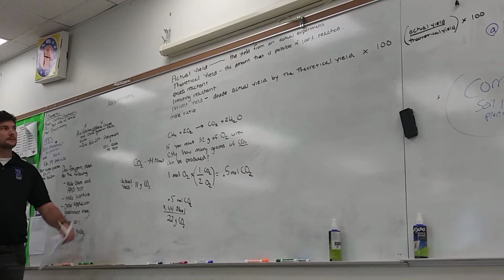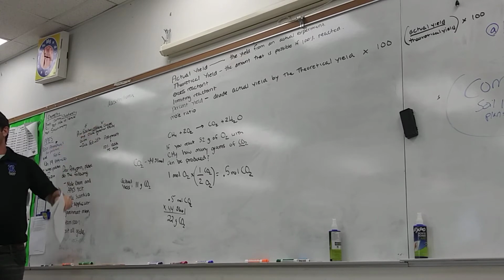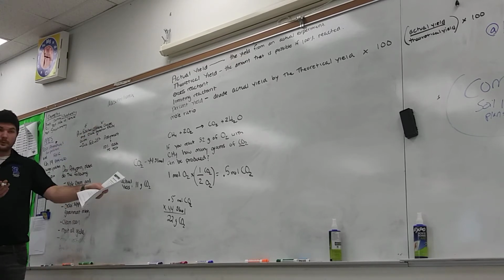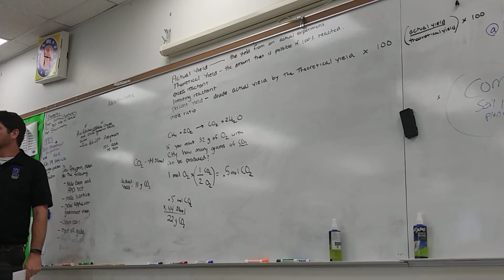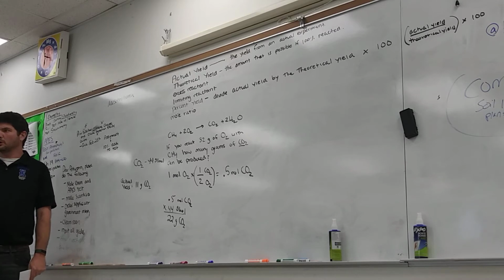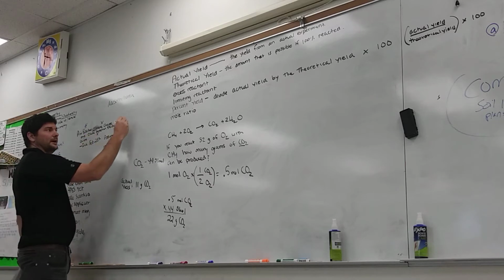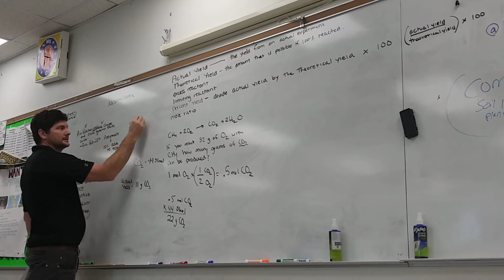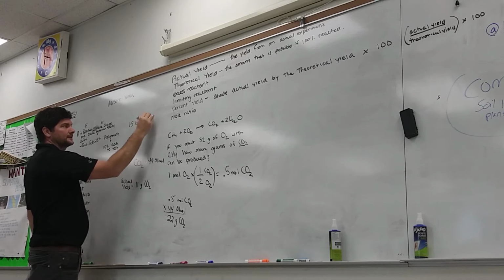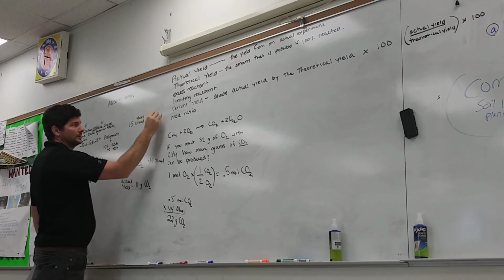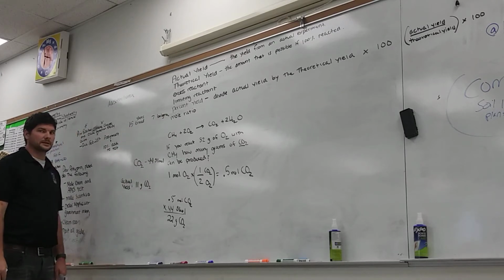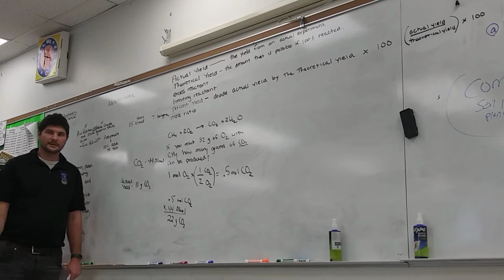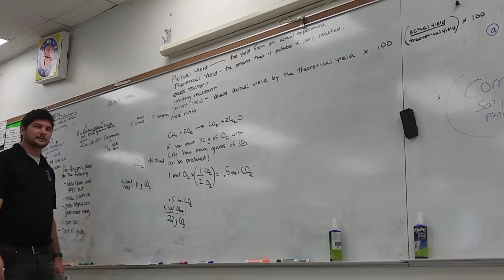Okay, so excess and limiting. These two are related, right? Which one determines the theoretical yield? The limiting reactant, the thing that runs out, right? So remember that one example that guy gave you about bologna sandwiches? You need 2 pieces of bread and 1 piece of bologna to make a bologna sandwich. If I have 15 slices of bread and I have 7 pieces of bologna, how many bologna sandwiches can I make? You can still only make 7. So what's my excess? Bread.